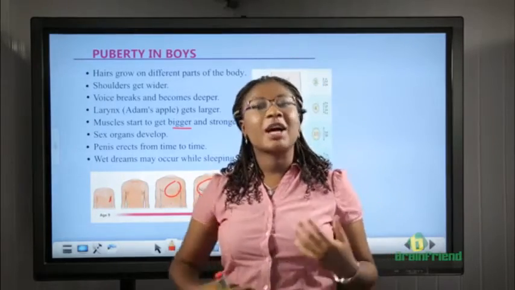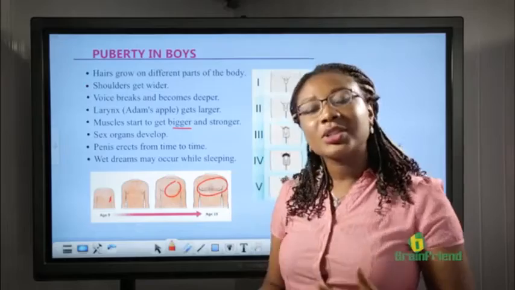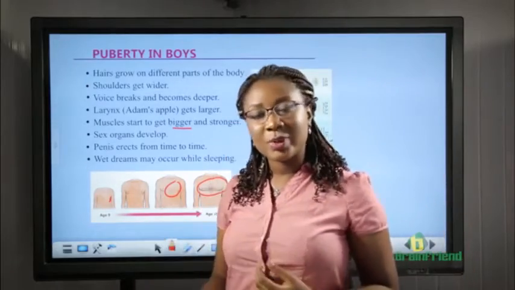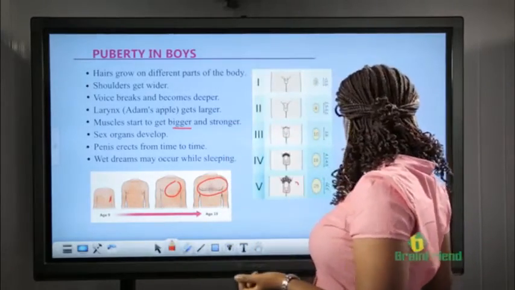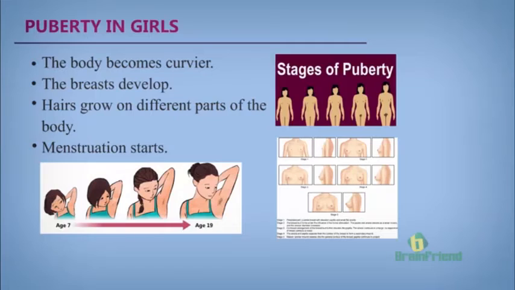I'm sure the girls are wondering what also happens to them at puberty. For the girls, the body becomes curvier. There is weight gain at the hips region. You can look at this picture. From here, you have nothing. They're just straight. Gradually, maybe at age 12, you start getting curvier, as you grow gradually, until the full-blown age where you get bigger.